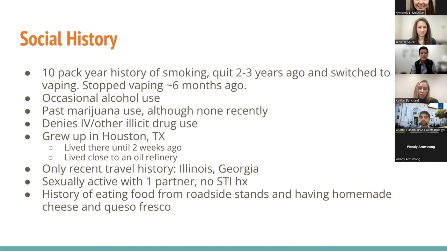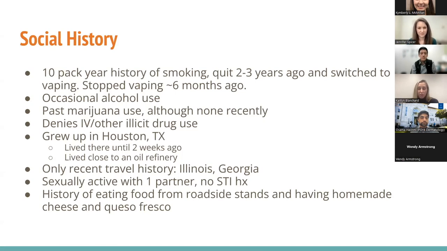So a little bit about her social history. In terms of her smoking use, she does have a 10-pack year history of smoking. She said that she quit 2 to 3 years ago and then switched to vaping instead, but had stopped all vaping, all smoking for the past 6 months or so. She does note some occasional alcohol use, mostly social, and occasional marijuana use, although she denies any recent marijuana use.